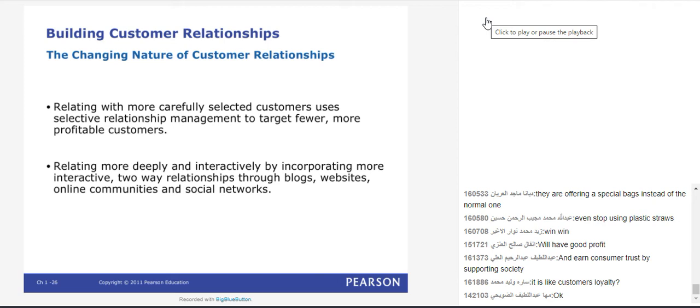The changing nature of customer relationship is related to the type of customers. As we said before, if we want to make it deep or we want to make it through brands, branding, or what we call brand building advertising. Okay.